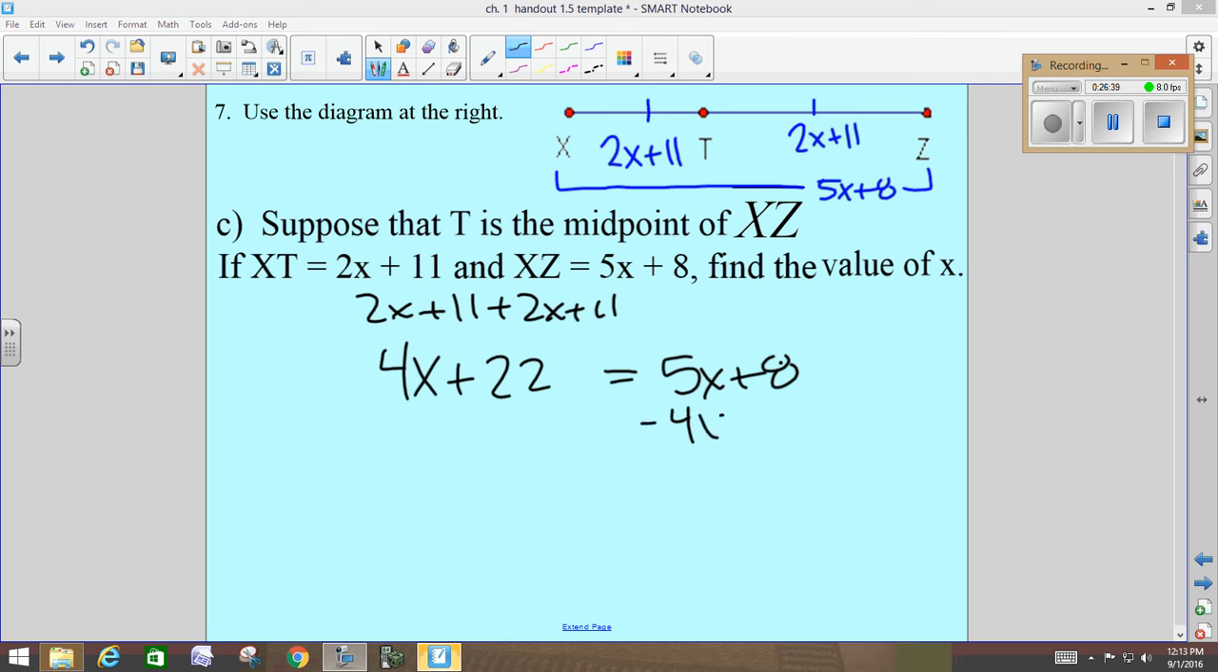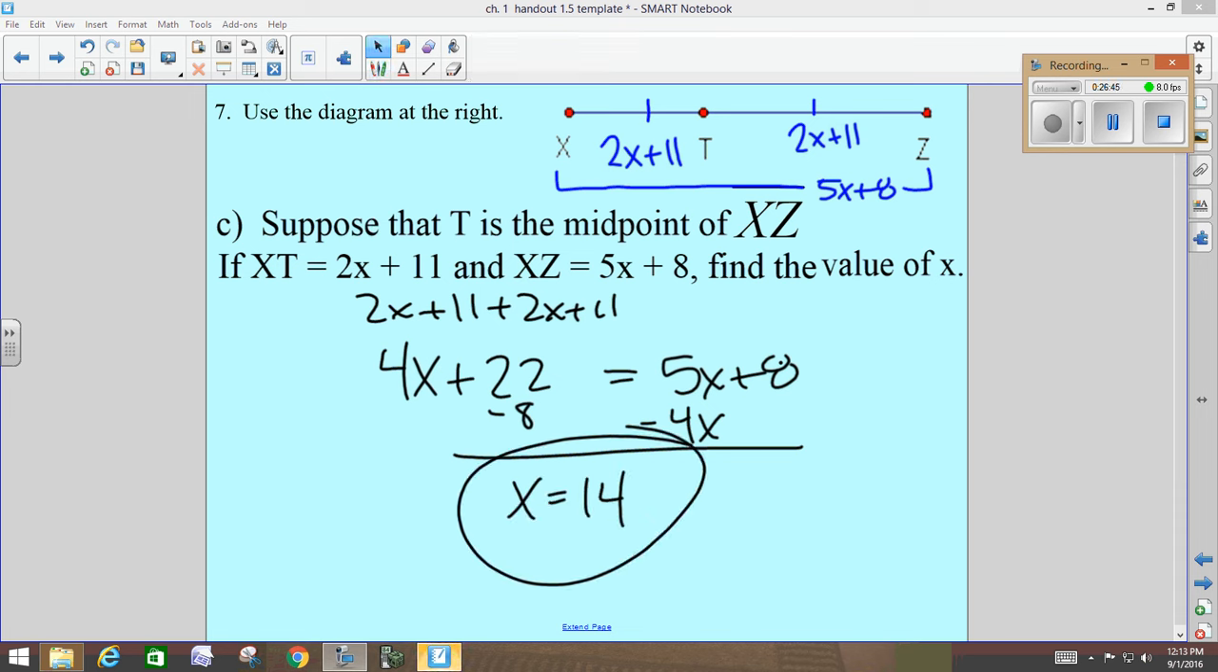Subtract 4x, subtract 8, and you get x to be 14. Make sure you read and label carefully. That's your answer. We only needed to find x on this one, so then we're done. Alyssa, your way will get you the same answer, right? Okay. Here's your homework.